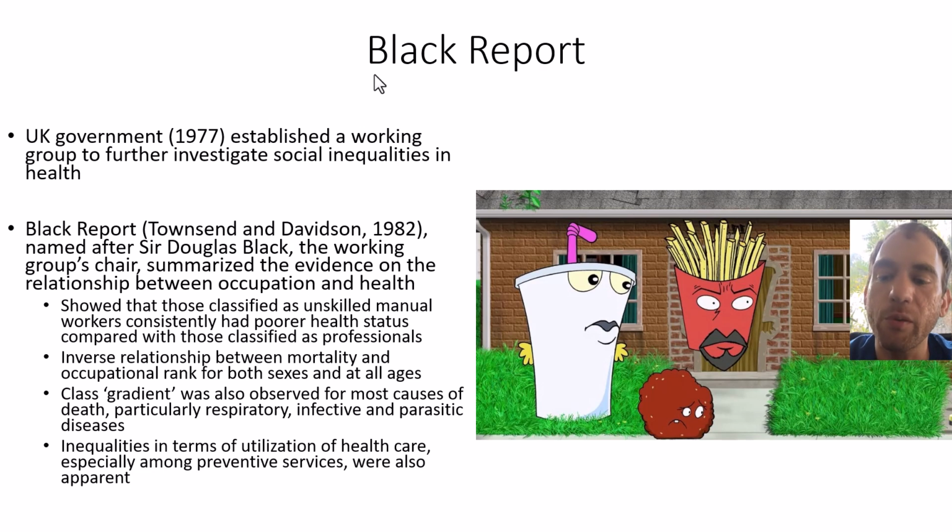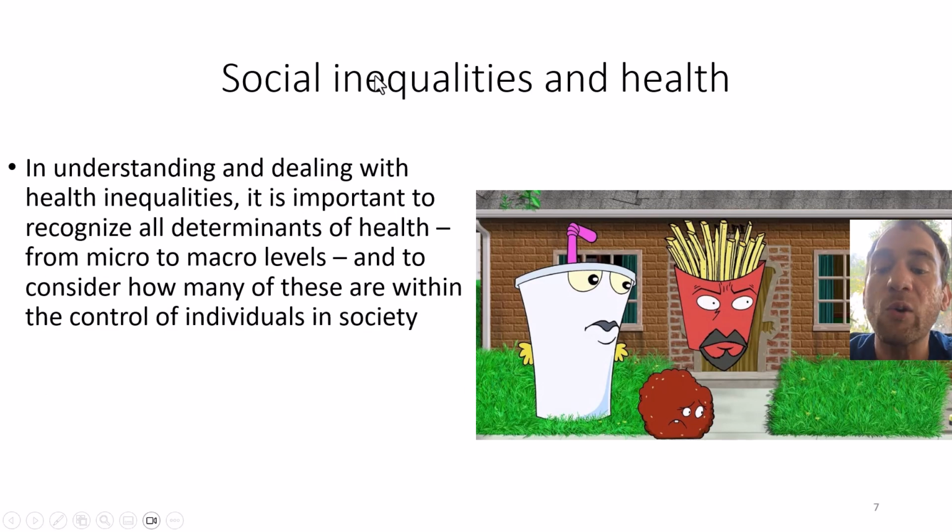In understanding and dealing with health inequalities, it is important to recognize all determinants of health, from micro to macro, and to consider how many of these are within the control of individuals in society. Health inequalities can be considered from an ecological approach or systems theory approach. The ecological theory assumes that human development can only be understood in reference to the structural ecosystems. So this is kind of a Bronfenbrenner-esque situation.